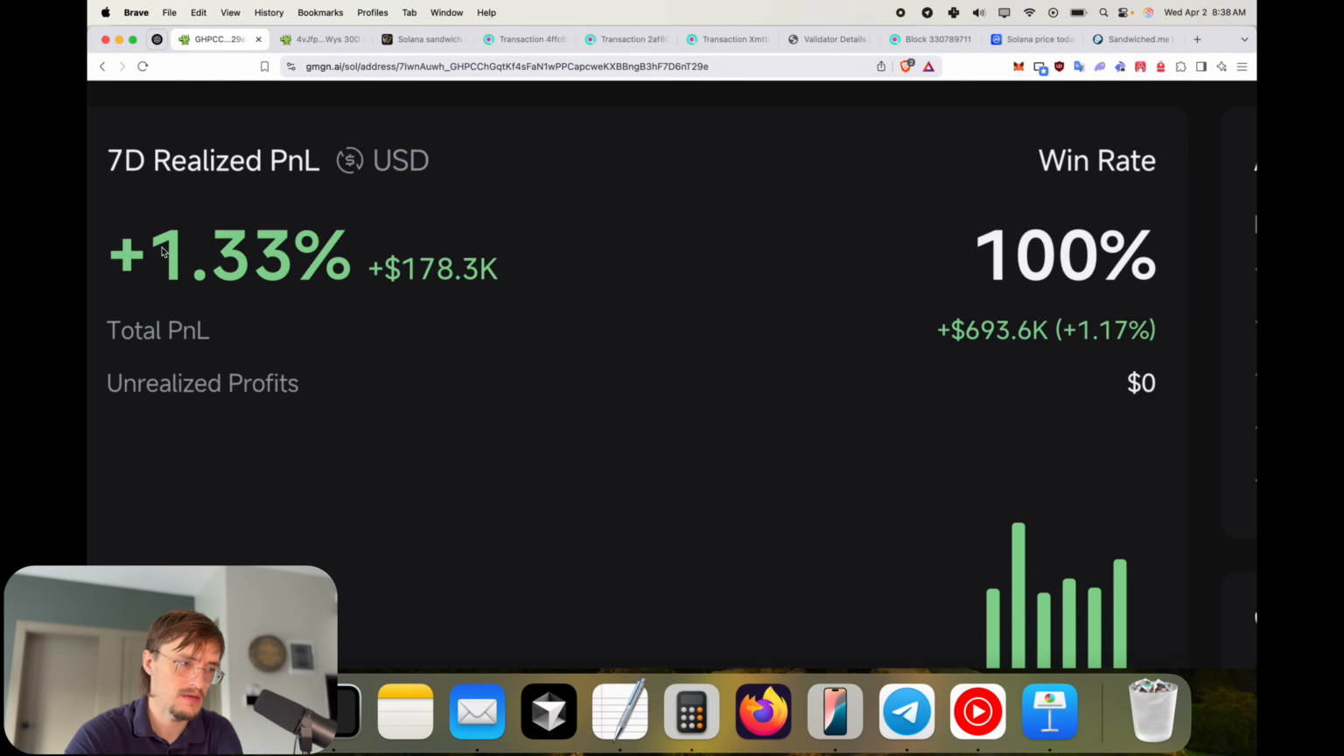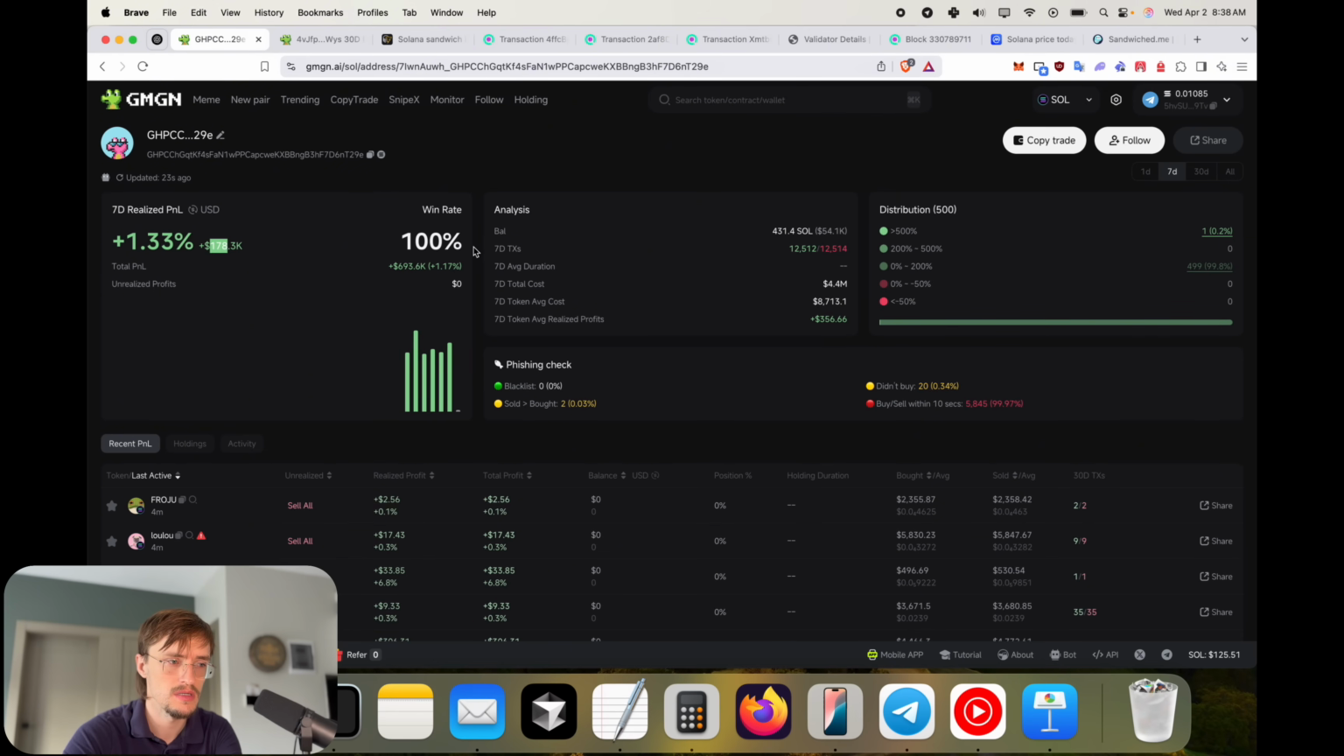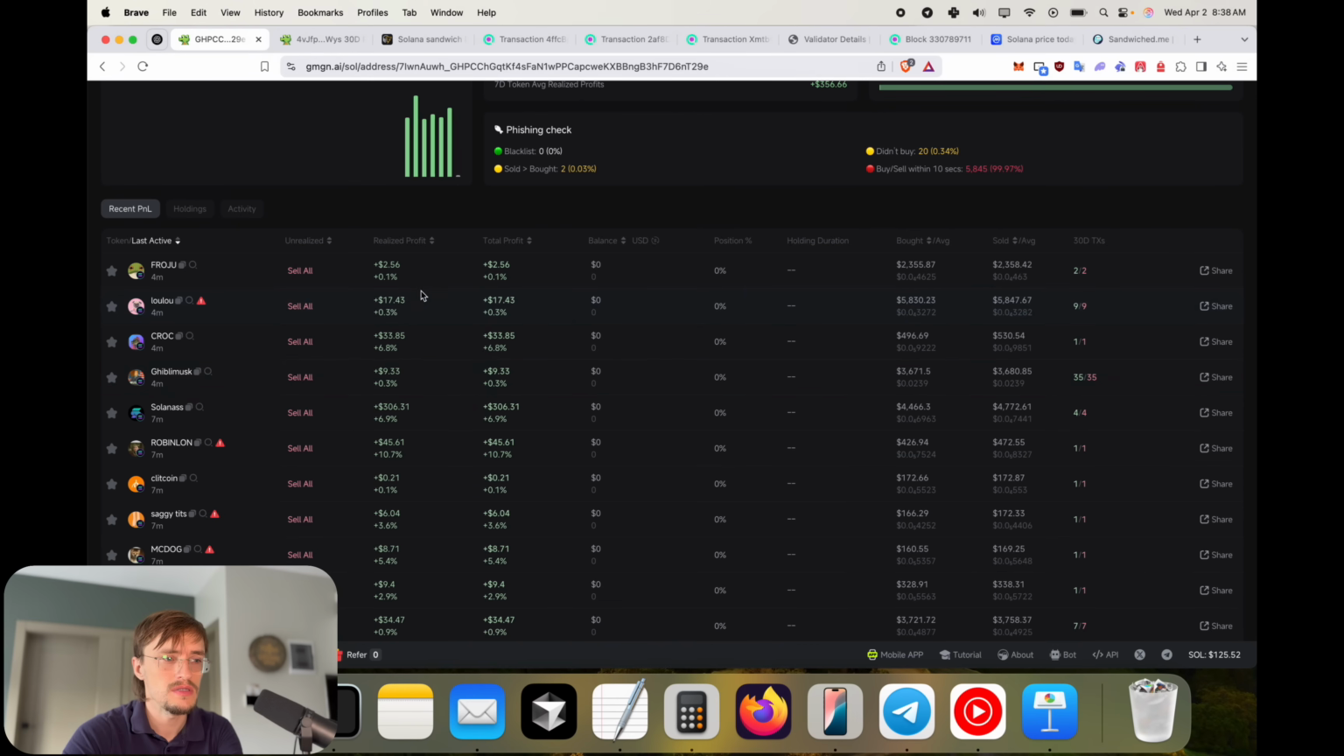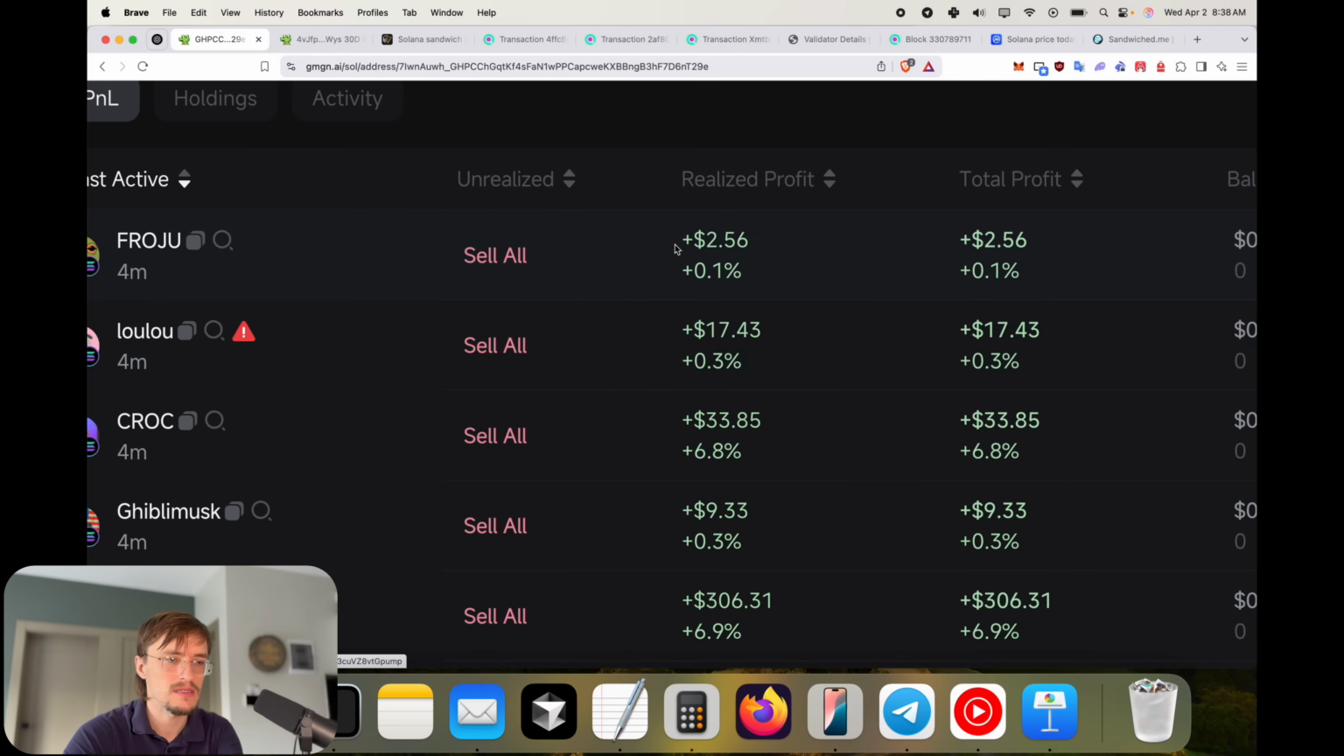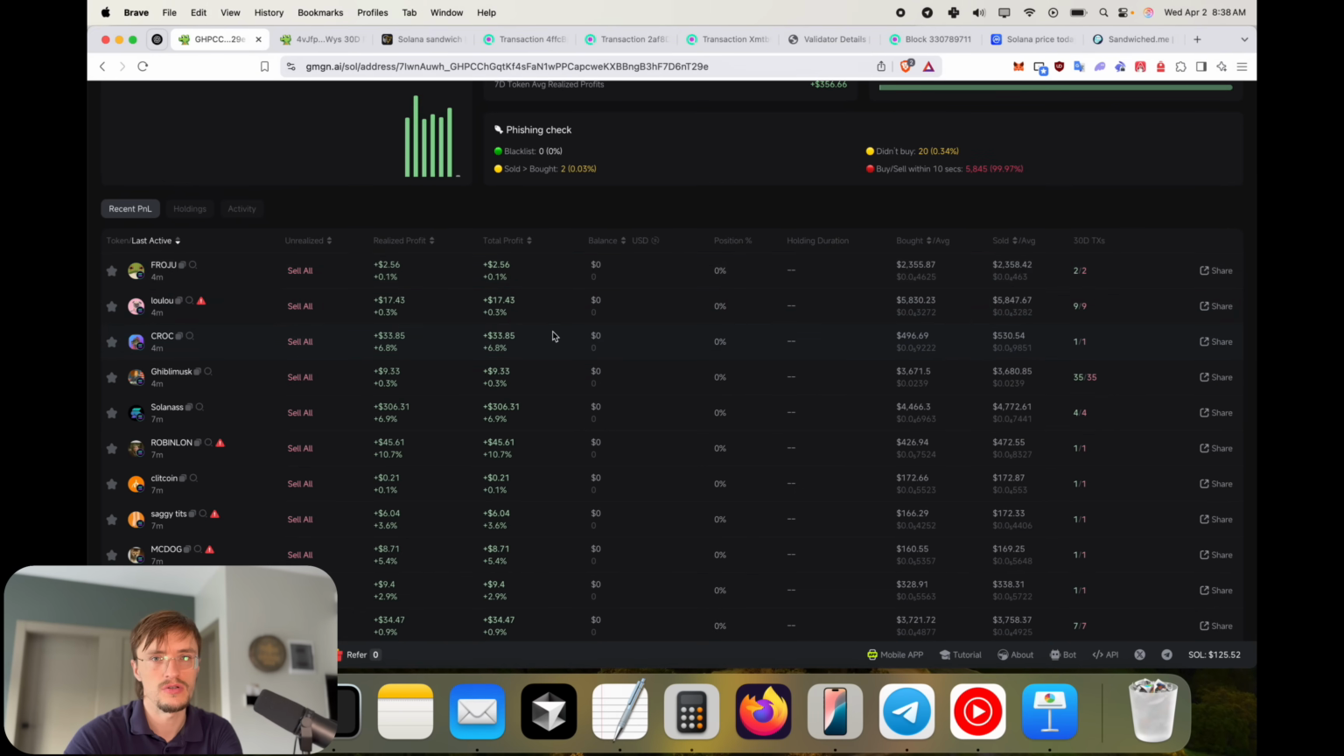In fact, they make $178,000 per week in profits. How do they do this? Well, I've investigated their transactions, and they are not using one single validator. So it's not because of the validators.